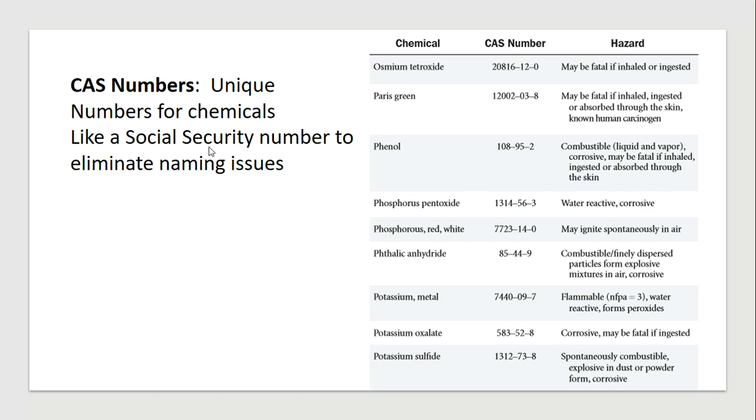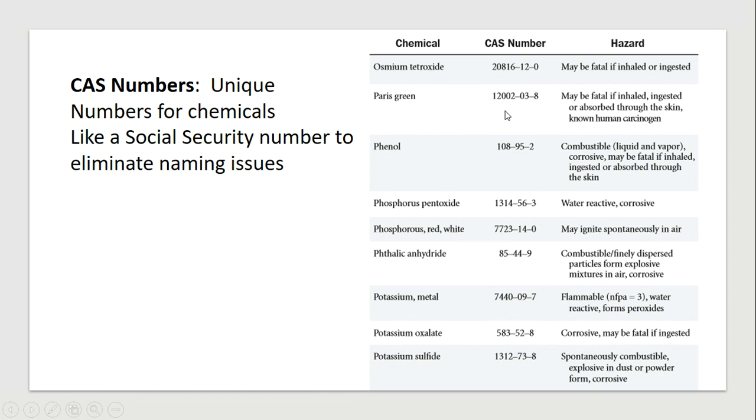NaCl, for example, is known as salt. It's also known as sodium chloride. So if you're going to make a regulation about it, it's difficult to make sure you've covered every possible name. So what the chemical community has done is assign a CAS number, like a social security number, to every formula that's out there. Any chemical compound that's out there can have its unique number.